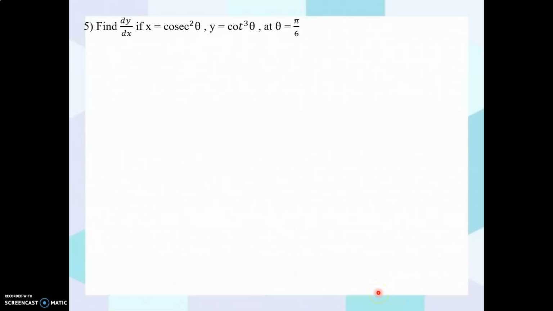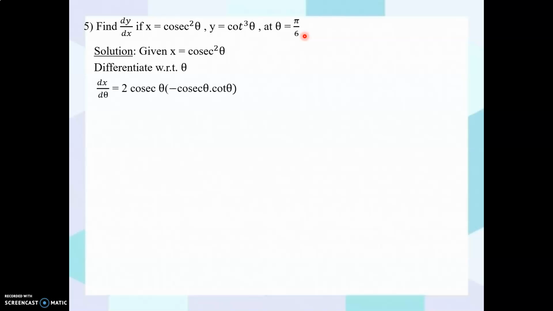Next question is, find dy upon dx if x is equal to cosec square theta, y is equal to cot cube theta at theta equal to pi by 6. So given x is equal to cosec square theta, the derivative of this is in the format of x raised to n. X raised to n derivative is n into x raised to n minus 1. But here in the place of x it is not x. So you have to take the derivative of cosec theta also. Function of function, composite function is given here. So 2 cosec theta into derivative of cosec theta, which is minus cosec theta into cot theta. So minus 2 cosec square theta into cot theta is equation number 1.